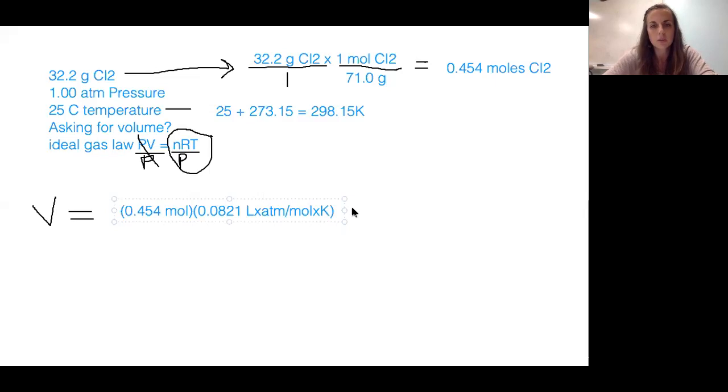Now, ooh, this isn't going to work. I need it to be on the top. Let me do a new text box. Next, I'm going to plug in my temperature on the numerator. So it's going to be 298.15 Kelvin. All right, and in the denominator, we have pressure. Whoops, sorry. See if I can do a better job.